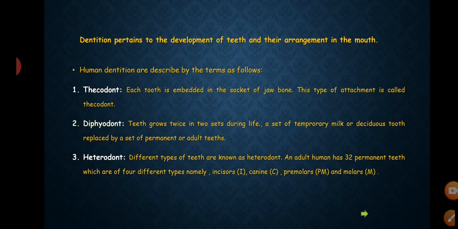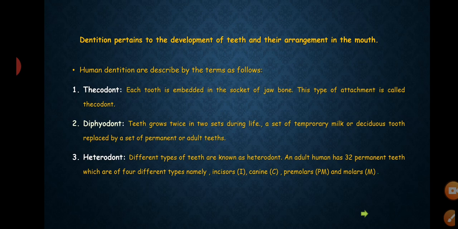The following terms are thecodont, diphyodont, and heterodont. Thecodont is a kind of dentition where each tooth is embedded in a socket of the jaw bone in the buccal cavity of the mouth. So this kind of dentition, where the teeth are embedded in a socket of jaw bone, is thecodont dentition.